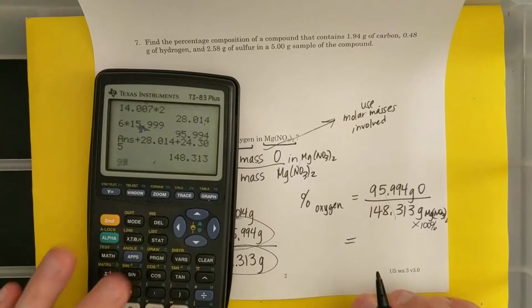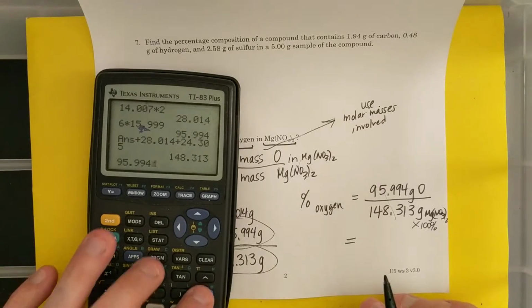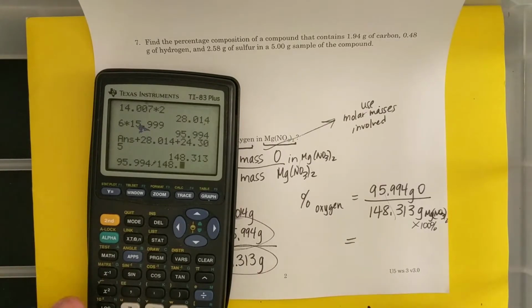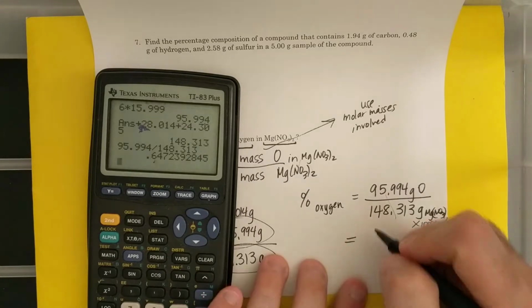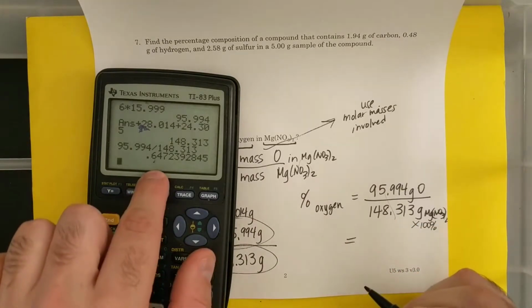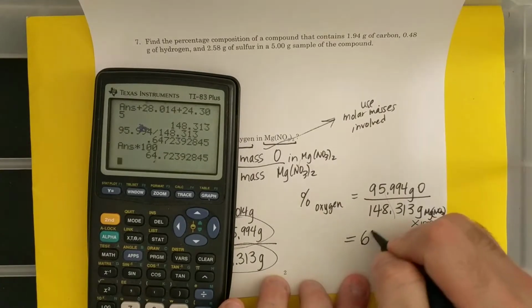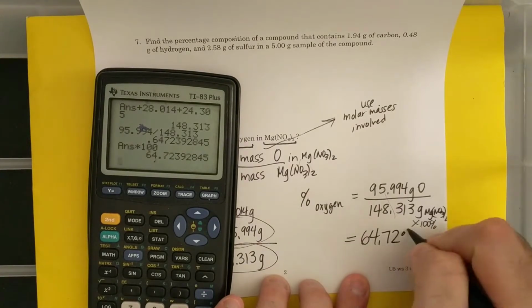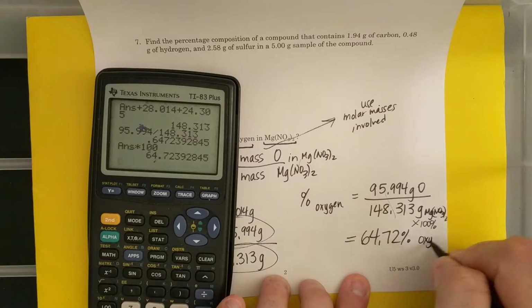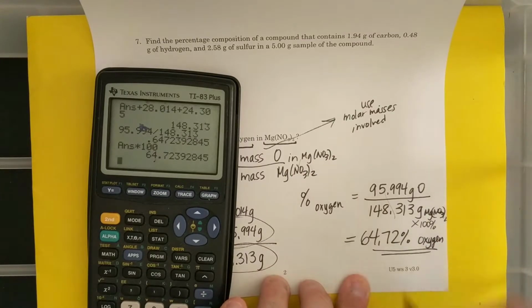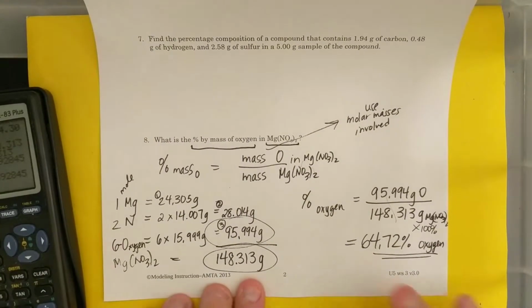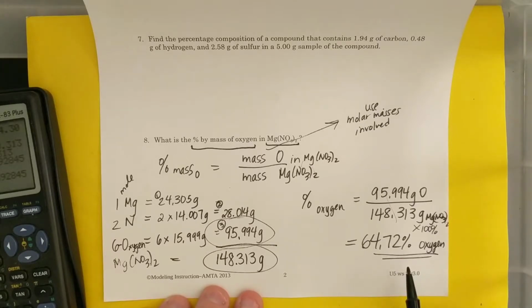So I'm going to do this, 95.994 divided by 148.313, and I get 0.64723, and I'm going to multiply by 100 for percentage, 64.72% oxygen. So this compound is 64.72% oxygen, right?